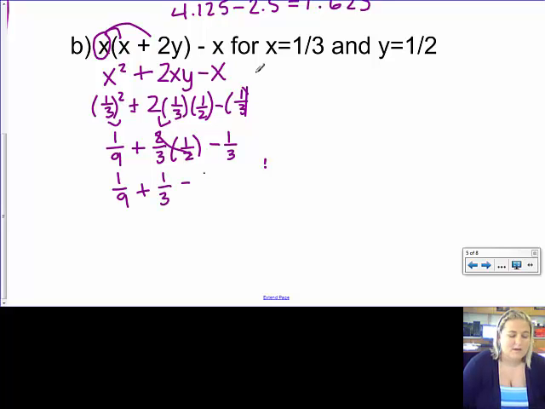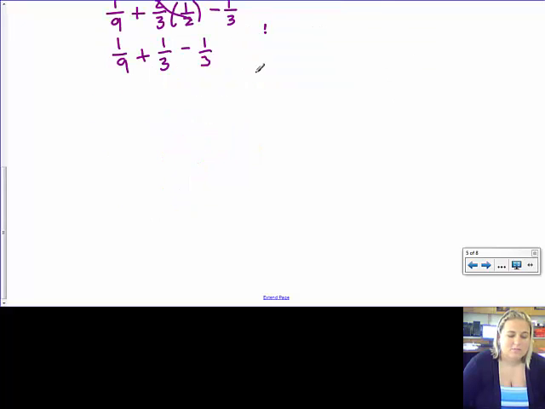1/3 minus 1/3. So now I have to follow my order of operations, which is addition and subtraction from left to right. I know that 1/3 is the same as, I'm going to cancel this out and call it 3/9 instead. I have to have a common denominator. So 1/9 plus 3/9 is 4/9 minus 1/3, which we just said was 3/9, which gives me 1/9 as my final answer.